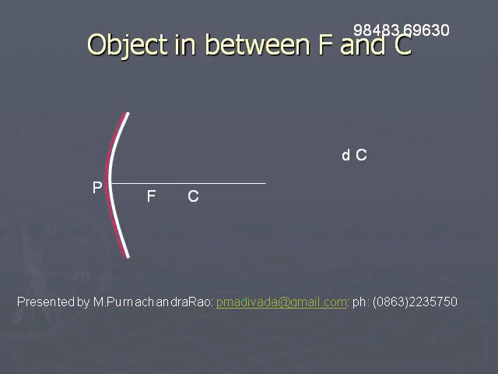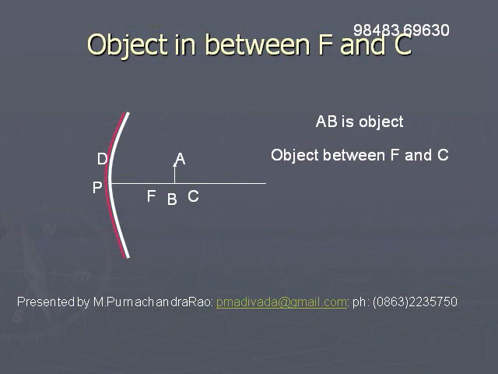Object between C and F. The AB arrow, vertical arrow, is between C and F. And from A, here we have taken two rays. One is parallel to the principal axis, that is AD. It passes through the focus after reflection. After reflection, AD passes through BF. And another ray chosen is the ray that passes through the center of curvature.